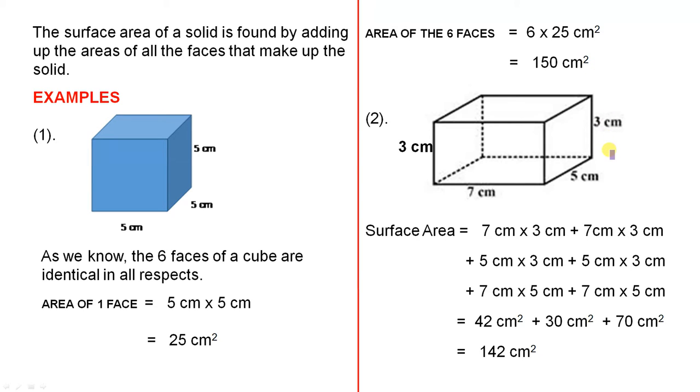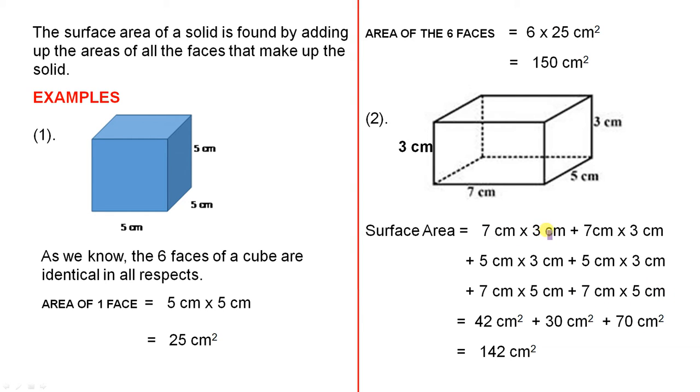Example 2, we have a rectangular prism. So the surface area will have 6 separate faces, so we have to find the area of each face and just add them all up. So if we start by going 7 centimeters by 3 centimeters, that gives us the front face. Same for the back, which is here. Then we have 5 centimeters by 3 centimeters, that's the right side. The same for the left side, which is here. And finally 7 centimeters by 5 centimeters is the base, and the same for the top side, which is there.